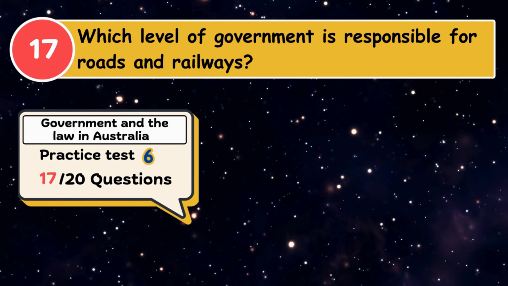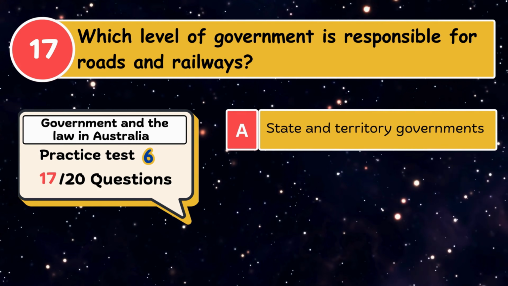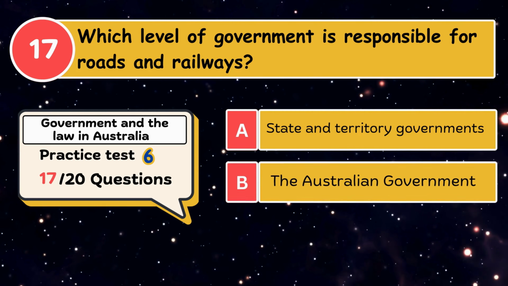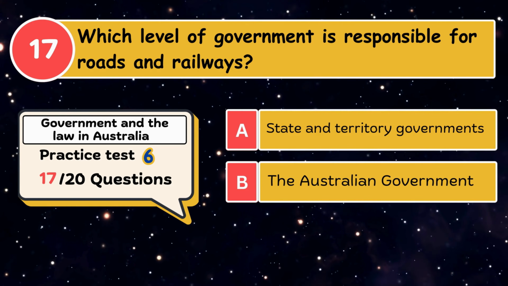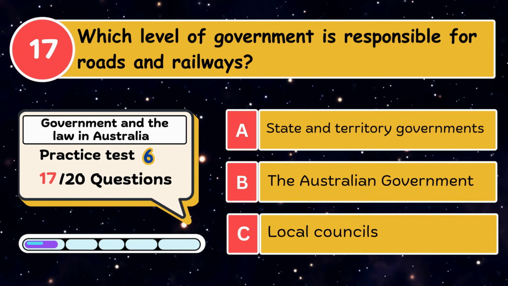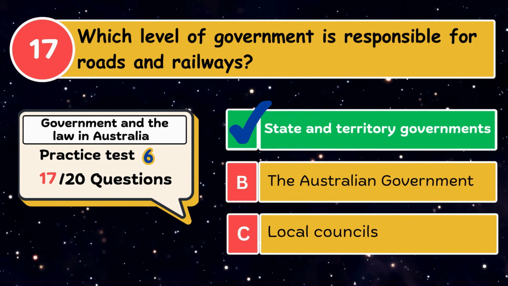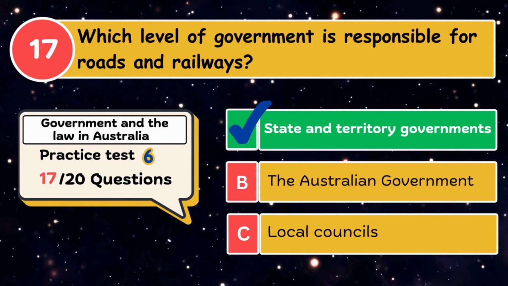Which level of government is responsible for roads and railways? A. State and territory governments. B. The Australian government. C. Local councils. The correct answer is state and territory governments.